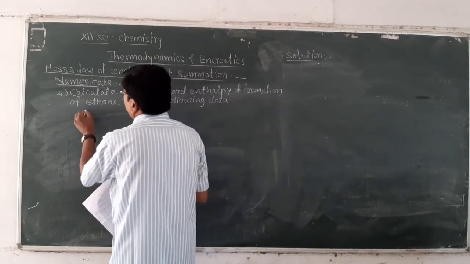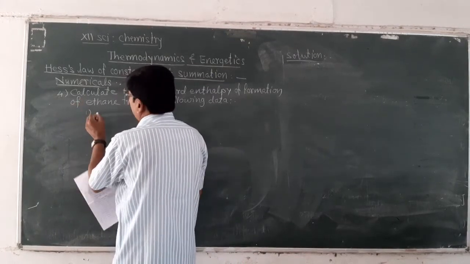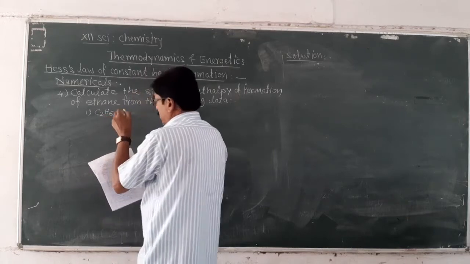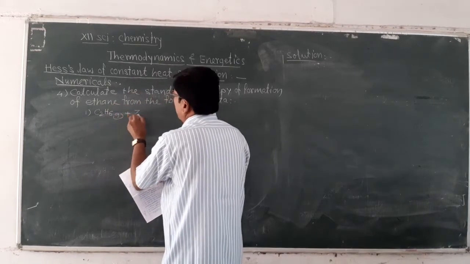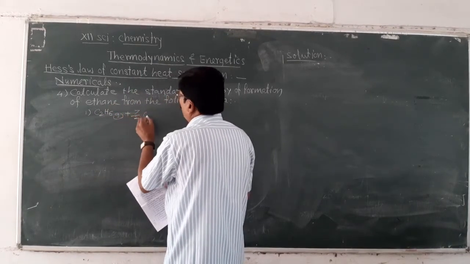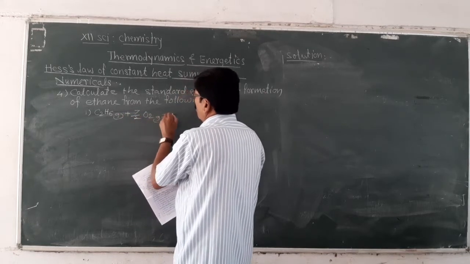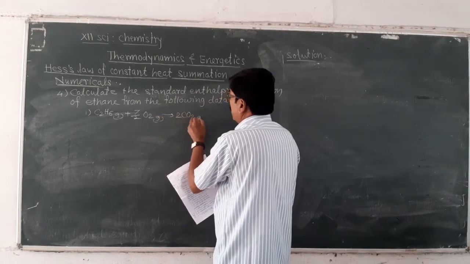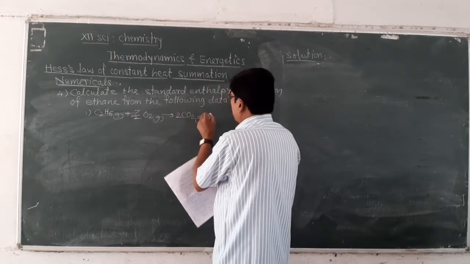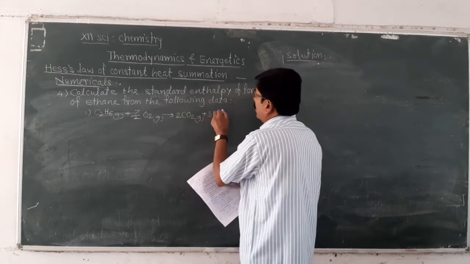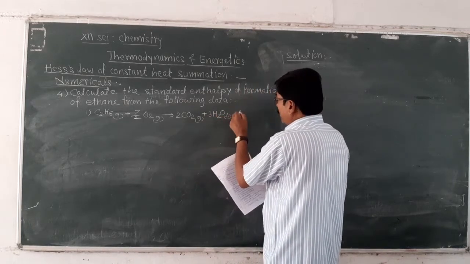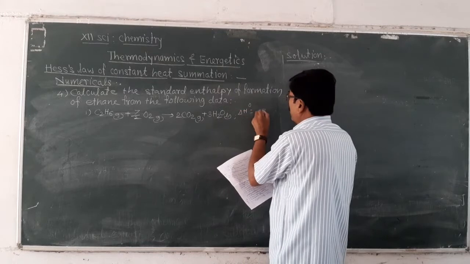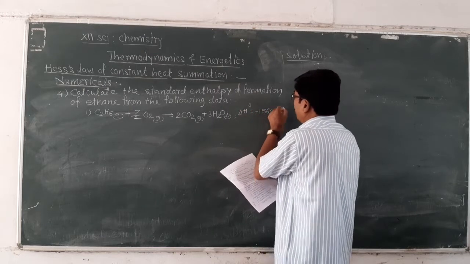There are three thermochemical equations given. First, C2H6 gas plus 7/2 O2 gas gives 2 CO2 gas plus 3 H2O liquid, and the enthalpy of this reaction is given as minus 1560 kilojoule.